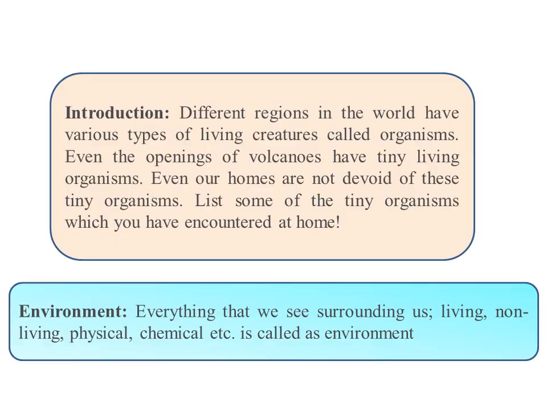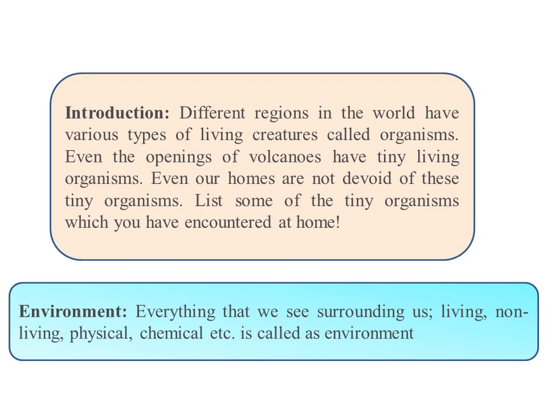So first, as introduction, I will tell that different regions in the world have various types of living creatures, called organisms. Okay, even the opening of volcanoes have teeny living organisms, and this chapter also acquaints you with everything that we see surrounding us, that is living, non-living, physical, chemical, that is all around us, that is the environment. So everything that we see surrounding us, like living, non-living, physical, chemical, these all are included in our environment.